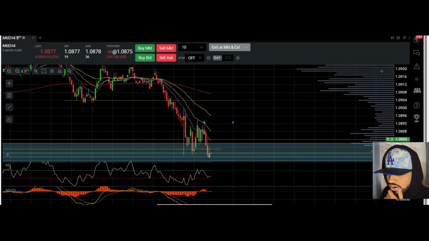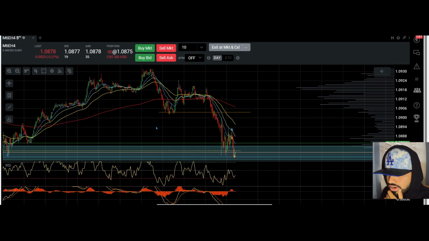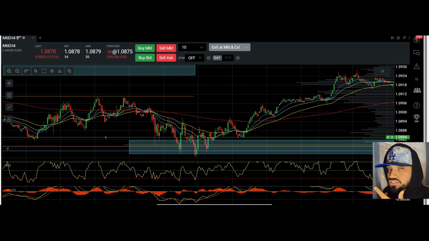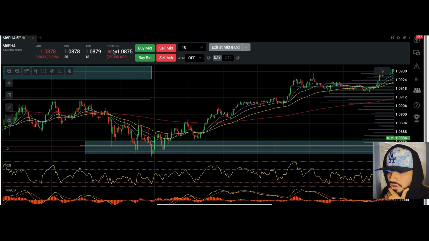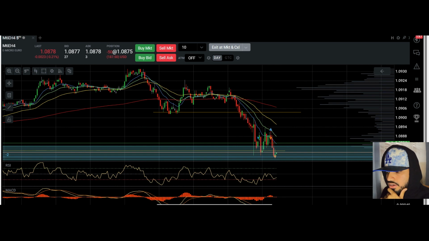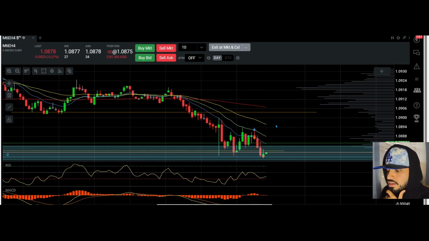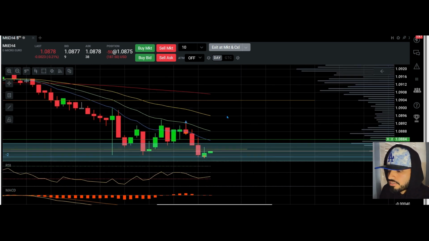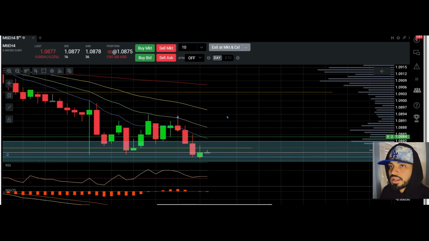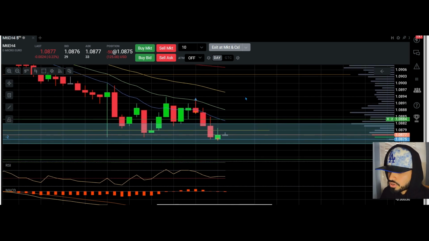If you scroll back over here, yesterday it tried to break below, couldn't, tried to break below, couldn't, multiple times. Now it's attempting again to break below. So let's see if we're finally going to break below. So I entered a short position, 1-to-1.